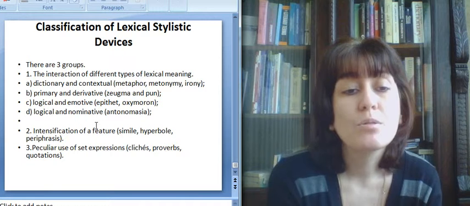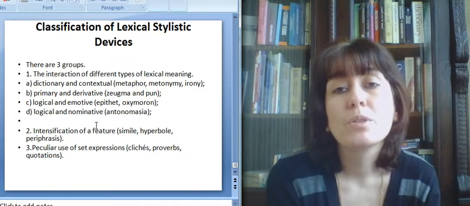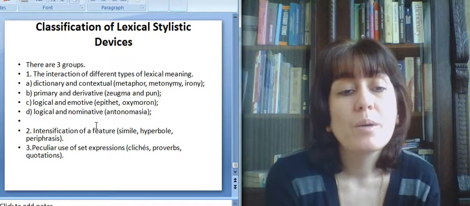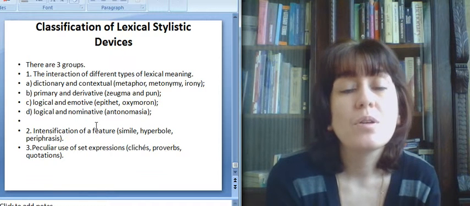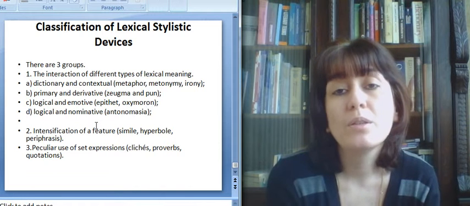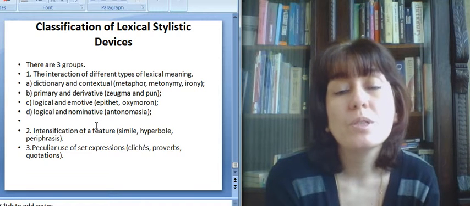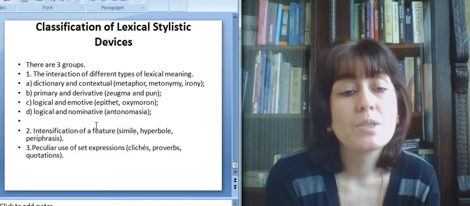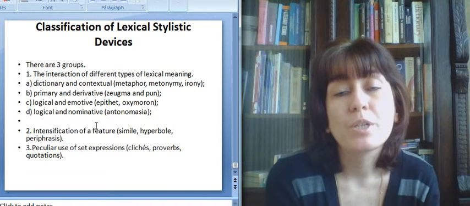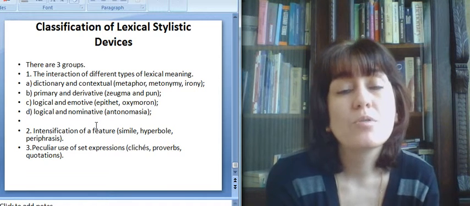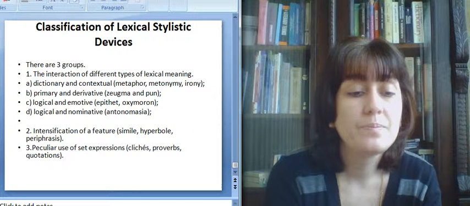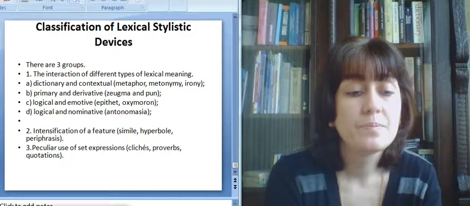Galperin suggests the following classification of lexical stylistic devices. He singles out three groups: the interaction of different types of lexical meaning, dictionary and contextual: metaphor, metonymy, irony; primary and derivative: epithet, oxymoron; logical and nominative: antonomasia; intensification of a feature: simile, hyperbole, periphrases; and peculiar use of set expressions such as clichés, proverbs, and quotations.